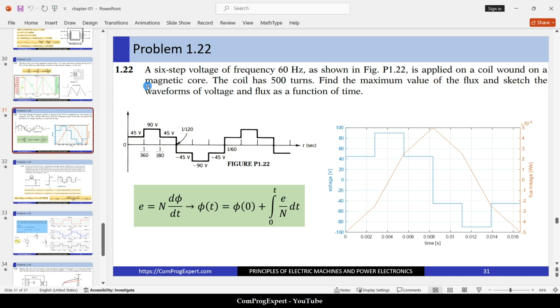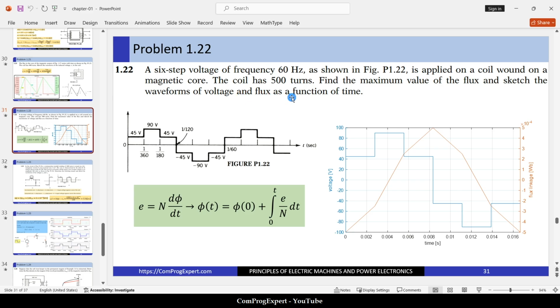A six-step voltage of frequency 60 Hz, as shown in the figure, is applied on a coil wound on a magnetic core. The coil has 500 turns. Find the maximum value of the flux and sketch the waveforms of voltage and flux as a function of time.